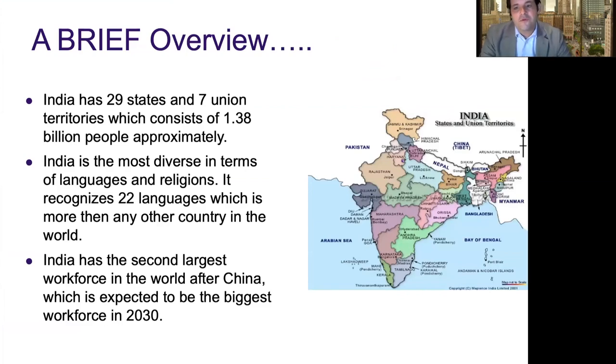So if we have a brief overview, the first thing which I should note is actually that India is incredibly diverse. It has 29 states, 7 union territories. It has a huge population of 1.38 billion people, which is the second largest in the world and will most likely by 2030 be the largest population in the world. It's also very diverse in terms of language and religion. So India has many, many different languages. 22 are recognized, and in this way, it's unique in the world as well, because it's actually the most languages spoken in one single country.